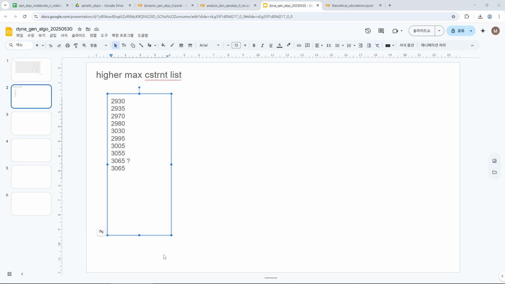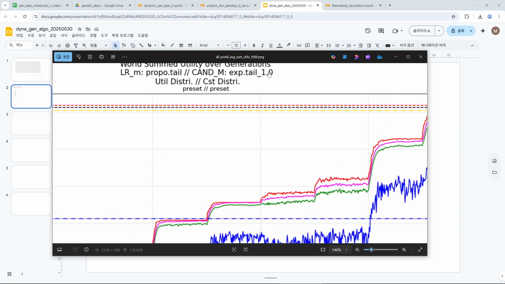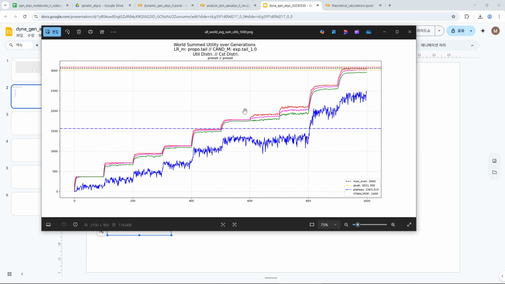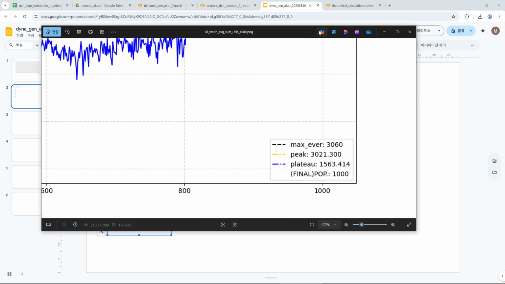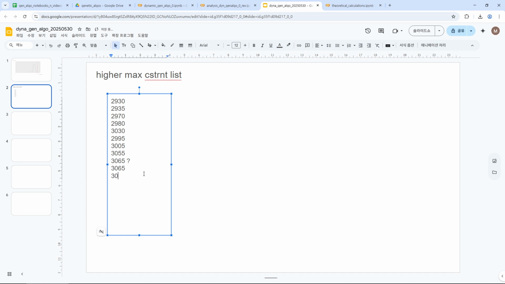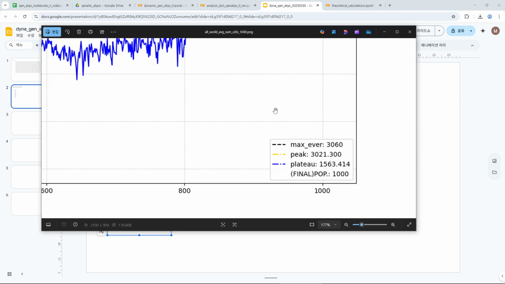Now that we kind of think that 3065 is the true ceiling, we're doing the dynamic again with 1,000 generations, 10 eras, 100 generations per era, and with the candidate percentage being 1.0, meaning 100%, and this is what we get. The maximum ever in this case was 3060. Quite close. So I think that was okay.